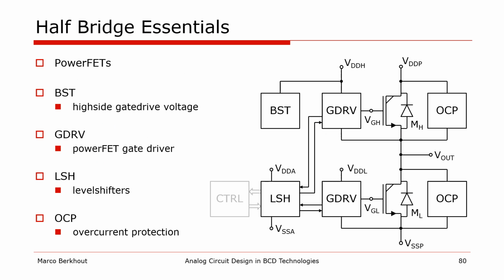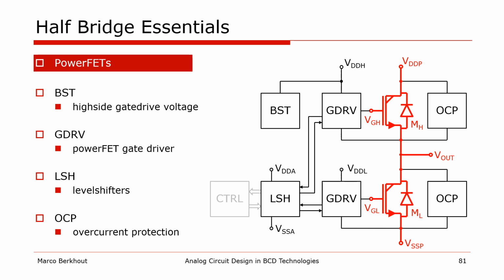Now let's get back to the half-bridge circuit. Besides the power FETs, there are some essential elements that can be found in almost all half-bridge designs. First, we need to generate a voltage higher than the supply to turn on the high-side power FET. Second, we need gate drivers to charge and discharge the gates of the power FETs. Third, we need level shifters to communicate between the gate drivers and the low voltage control logics. And fourth, we need overcurrent protection so that we can take proper action if the current through the power FETs becomes too high.